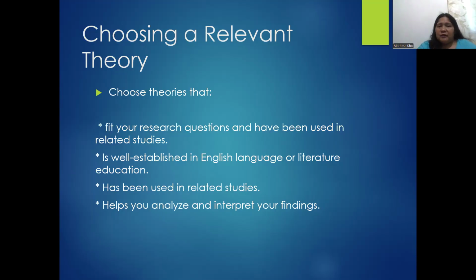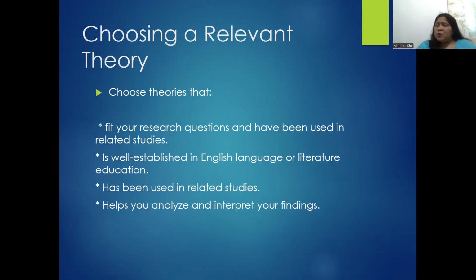It should fit your research questions or variables. So the theories that you choose must clearly relate to what you are investigating. You ask yourself, does this theory explain the relationship between my variables? Okay? So that's the question. Does this theory explain the relationship between my variables?